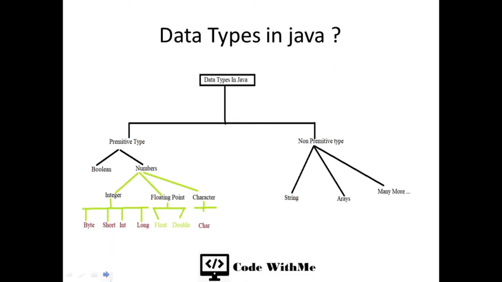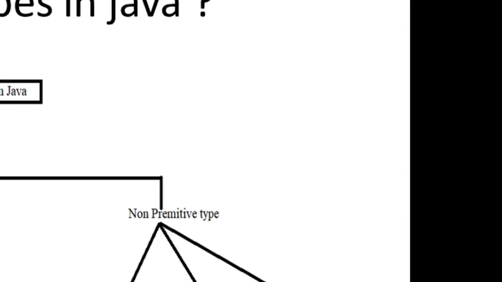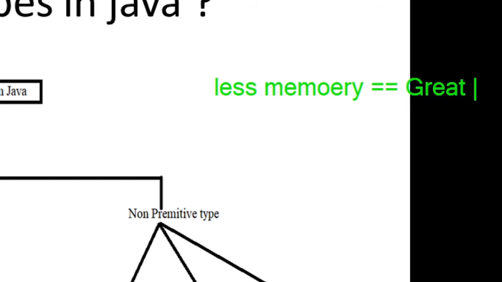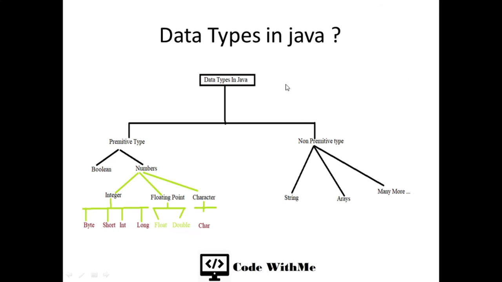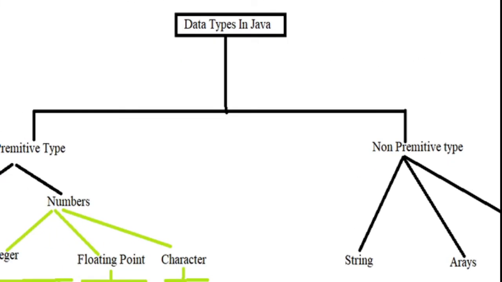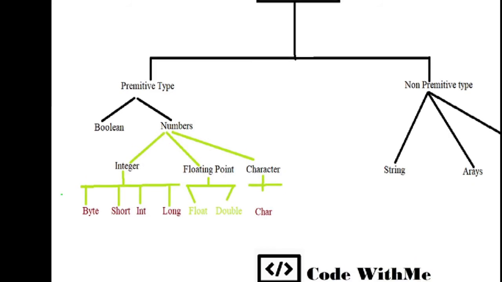So it's less memory. Always remember in the programming world, less memory equals great performance. If your application is taking very little memory, you are getting very good performance for that. So that's why they divided it.